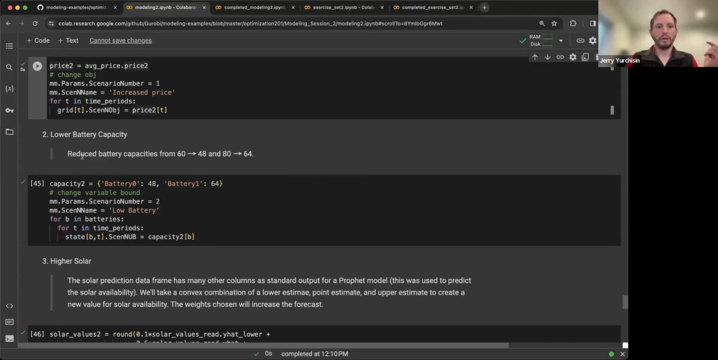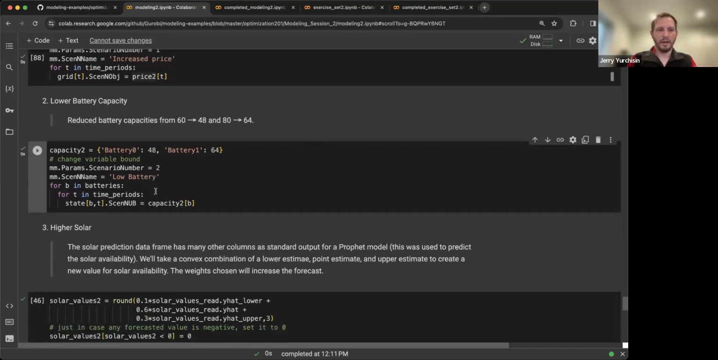Scenario 2, lower battery capacity, also not great. So we're going to reduce the capacity of our batteries. Battery 0, I think, is 60. We're going to reduce it to 48. Battery 2's capacity is 80. We're going to reduce that to 64.